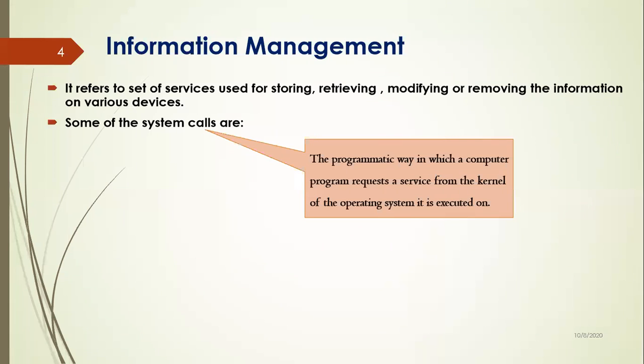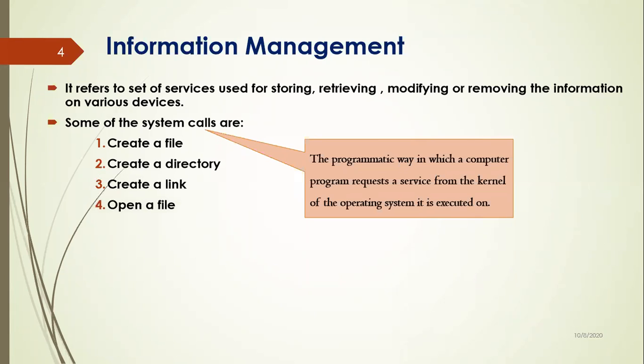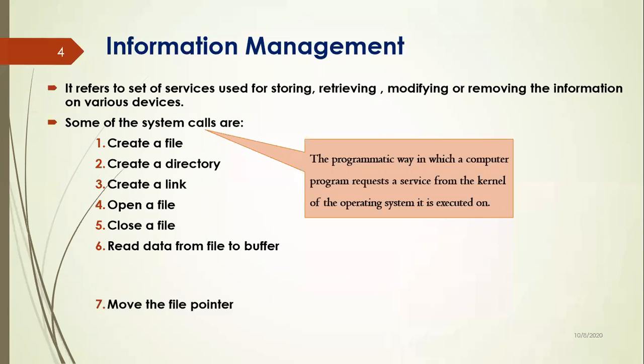Now, for the information management, what are the system calls we have to perform? First is create file. To store the information inside the file, we have to create a file. Then create a directory. Then create link, open file, close file. Then read data from a file.